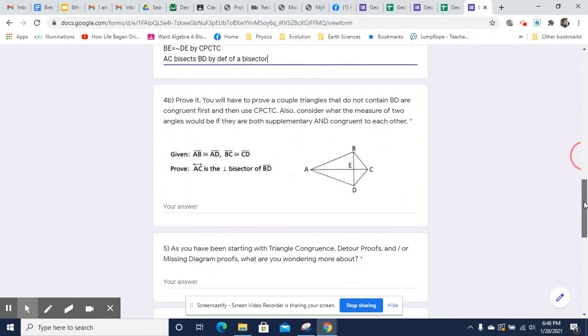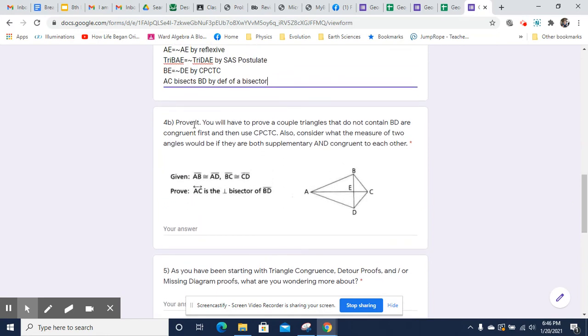Well, let's go on to the next one here. It says prove it, and you have to prove a couple of triangles that do not contain BD are congruent first, and then use CPCTC. Also consider what the measure of two angles would be if they're both supplementary and congruent to each other. So let's look at what we need to prove. We need to prove that AC is the perpendicular bisector of BD. That means that it cuts BD in half and makes right angles here.